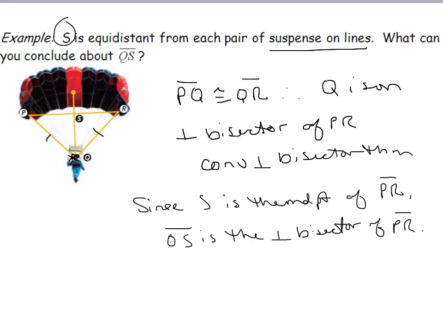So long story short, what can I conclude about QS? Well, QS is a perpendicular bisector, so it's perpendicular to PR and it bisects it. Okay? So, lots of crazy information here, you guys. You have to know the theorems, and you have to be able to apply them. I need you to get used to talking yourself through this. I need you to get used to taking a look at the picture and seeing what do you know. Okay? All right, we'll talk more about this when we see you next.